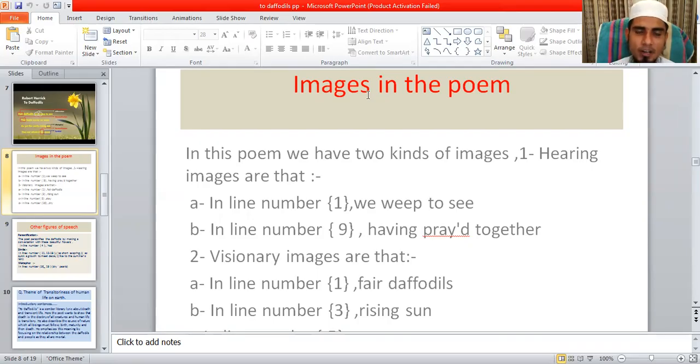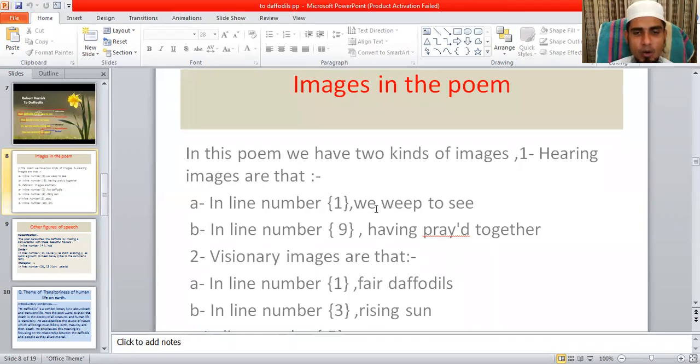There are five kinds of image, because there are five senses of human beings. Every image is related with the senses of human beings. In this poem we find two kinds of image. Here you find hearing images. That means whenever the poet says a word, it seems to us that we are hearing it now. It hits our ears. Whenever the poet creates such an image, it is called a hearing image.